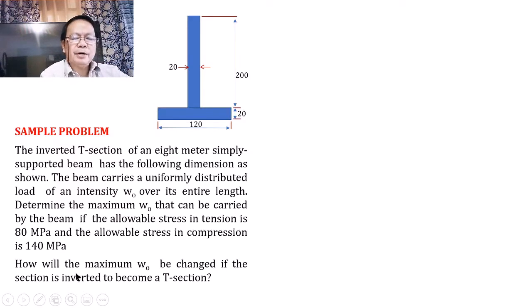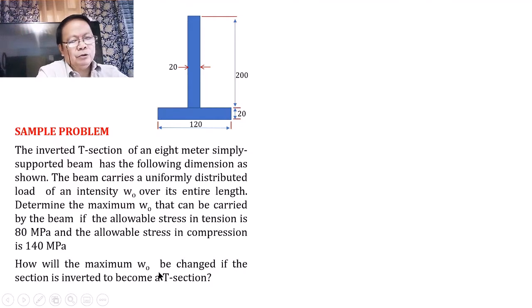It is also asked in the problem to determine how will the maximum W sub O be changed if the section is inverted to become a T-section. So, halimbawa daw na kung itong section natin ay binaligtad natin at ginawa nga nating T-section. So, itinatanong sa atin, how will the maximum W sub O be changed? Ano daw ang mangyayari doon sa kanyang maximum W sub O?